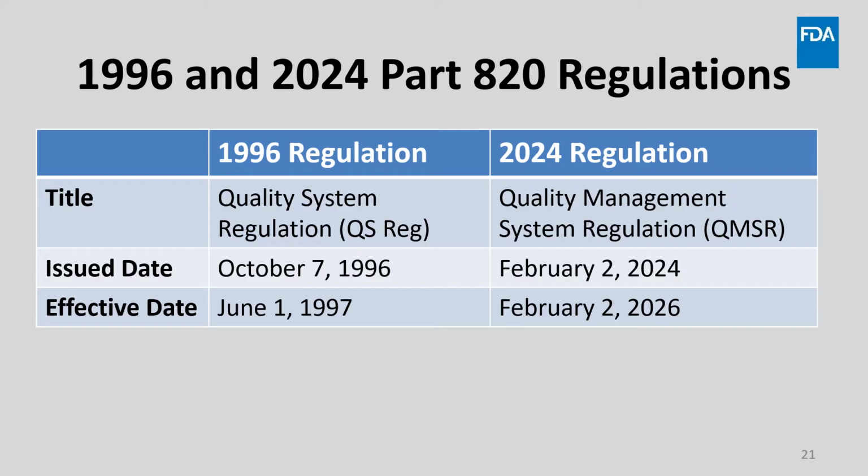Here are a few key points when comparing the 1996 and 2024 Part 820 regulations. The title of the 2024 regulation was updated. The regulations were issued approximately 28 years apart, and comparing the effective dates, the 2024 Part 820 will become effective 2 years after the 2024 final rule issued, whereas the 1996 Part 820 became effective 1 year after the 1996 final rule was issued.